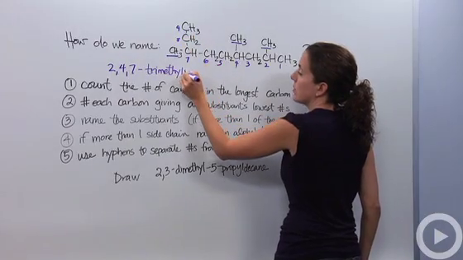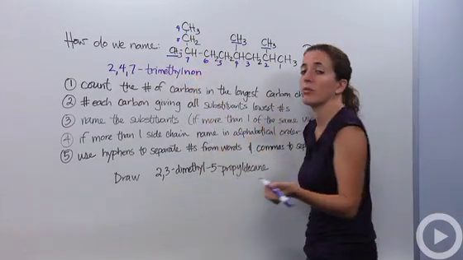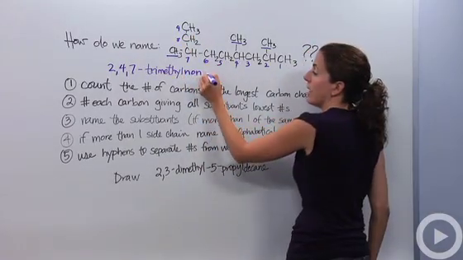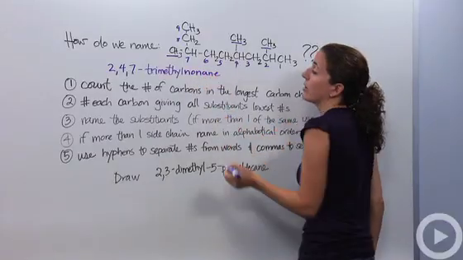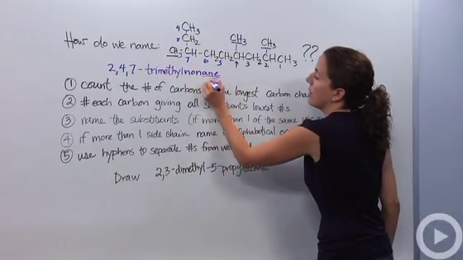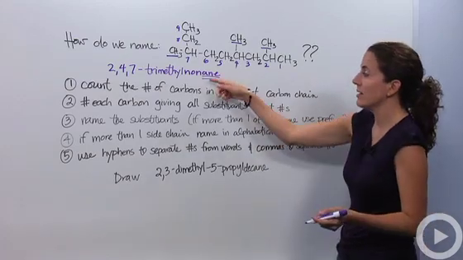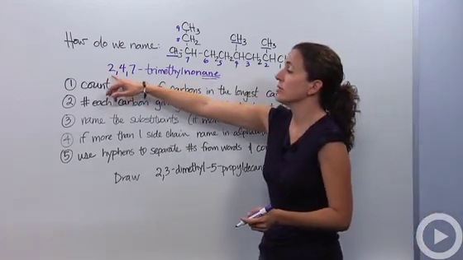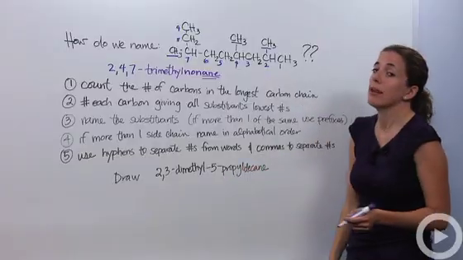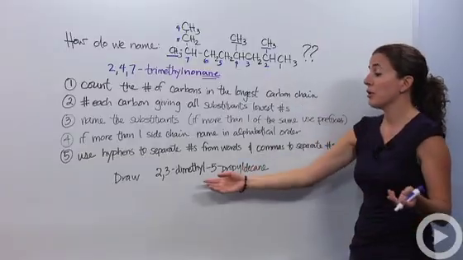This is nonane. So we're going to call this nonane, because don't forget the prefix non means 9. We have 9 carbons. And then we're going to end it with ane, because everything is singly bonded, this is an alkane. So the name of this guy is 2,4,7-trimethylnonane. Okay?